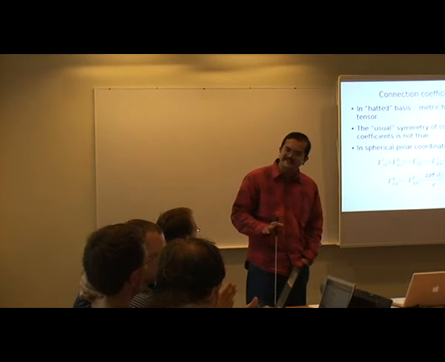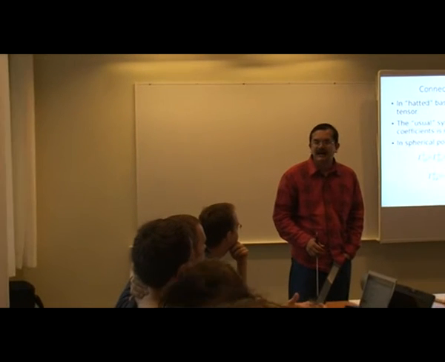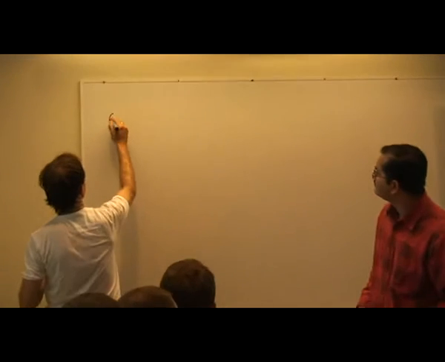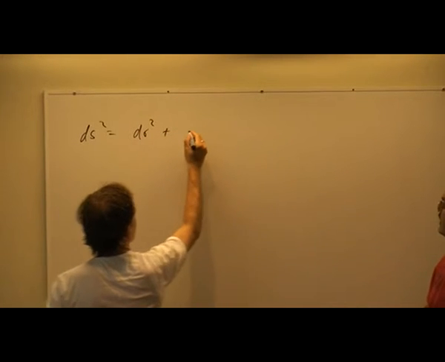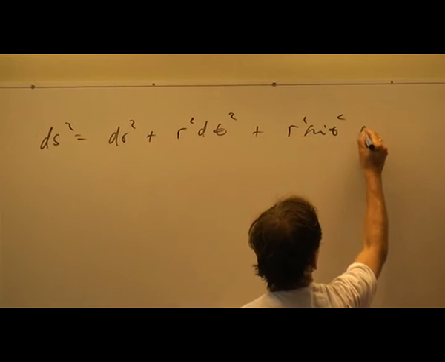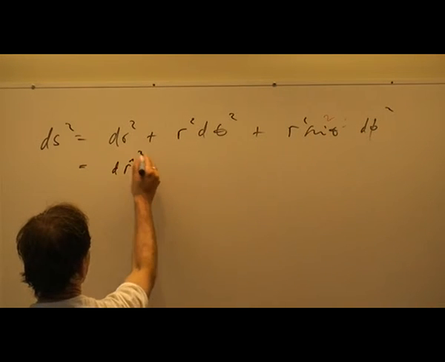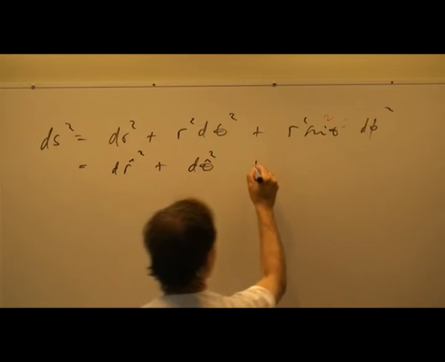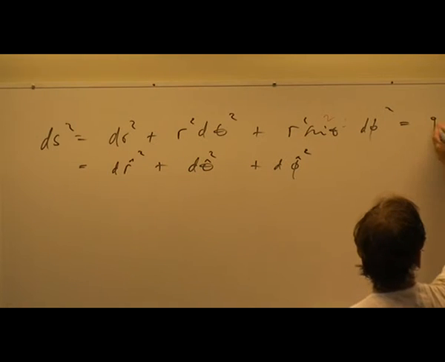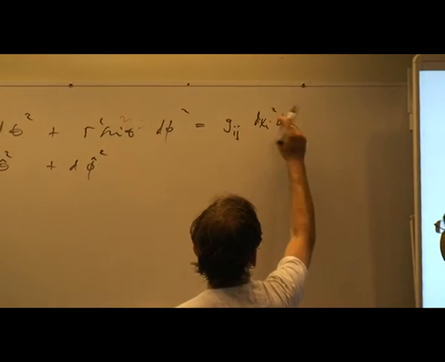r hat is unchanged. What is phi hat? Let's take theta hat for example. So theta hat is just r theta. This means ds squared is going to be just dr hat squared plus d theta hat squared plus d phi hat squared. And that's of course equal to this, and this is equal to g_ij dx^i dx^j.